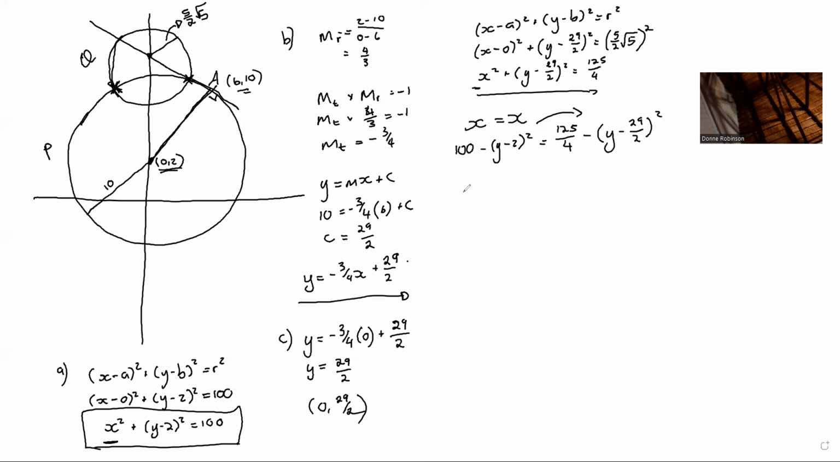Let's do it a bit different, just to change it up. And I'm going to take my 100 to that side. And then I'm going to bring my y over to this side. So I am going to end up with negative (y minus 2) squared. And I'm going to expand my brackets. Bring this one over, becomes a positive.